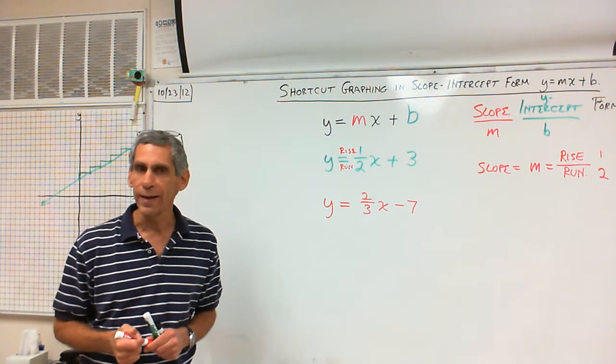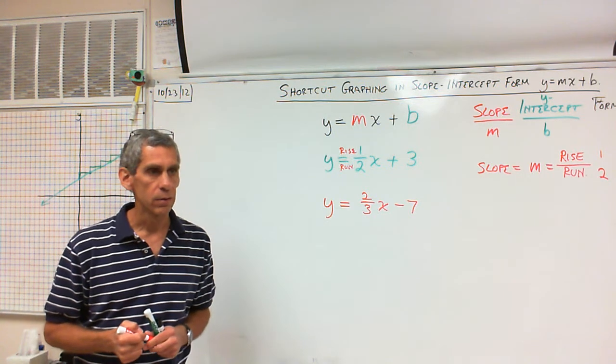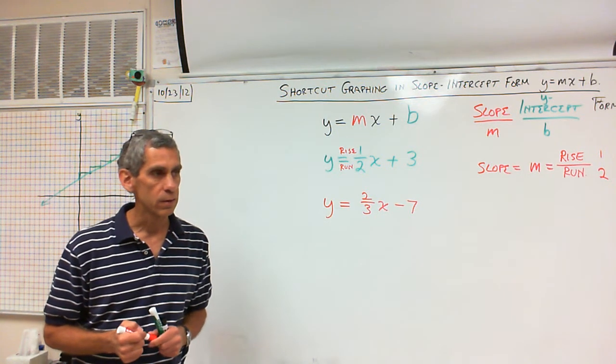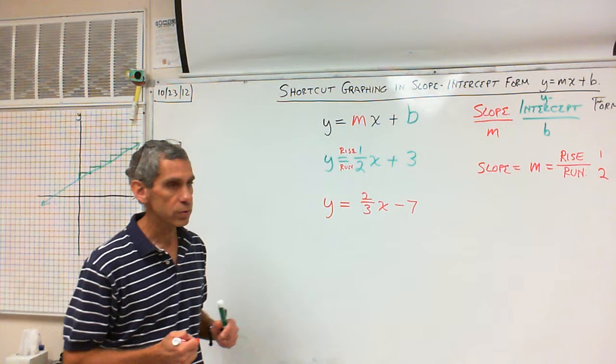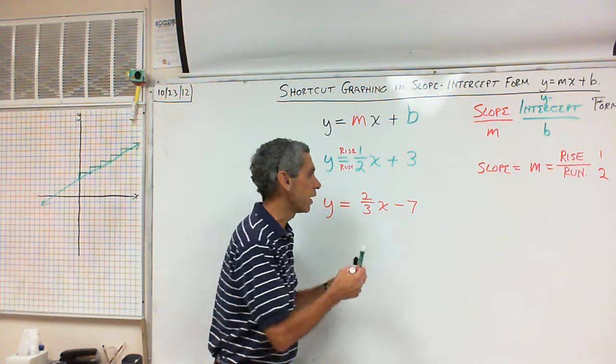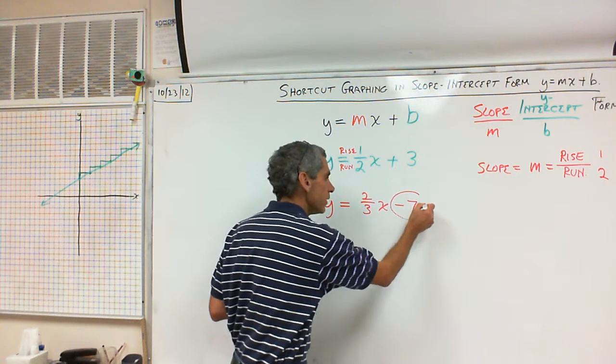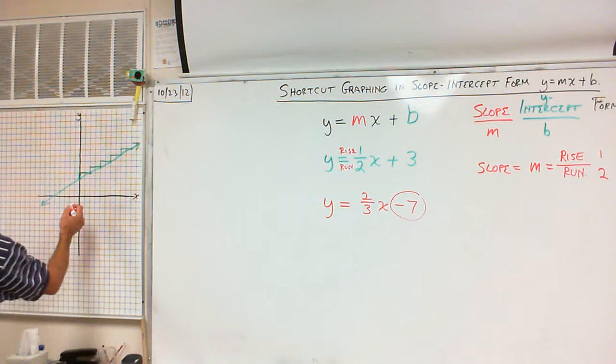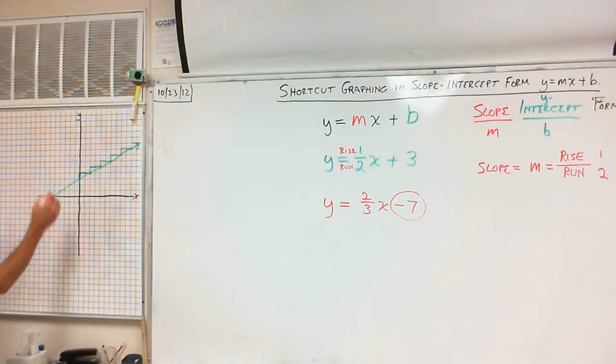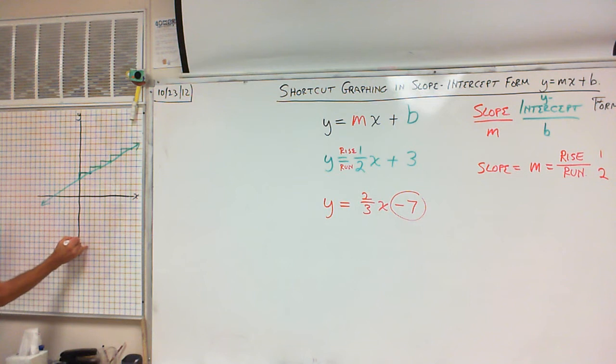So what's my y-intercept? Wyatt, what is it? Almost. -7, right? So it's good. That's my y-intercept. So I'm going to come over here, and on my y-axis, I'm going to go down 7. 1, 2, 3, 4, 5, 6, 7. I'm going to put a big dot there at -7.